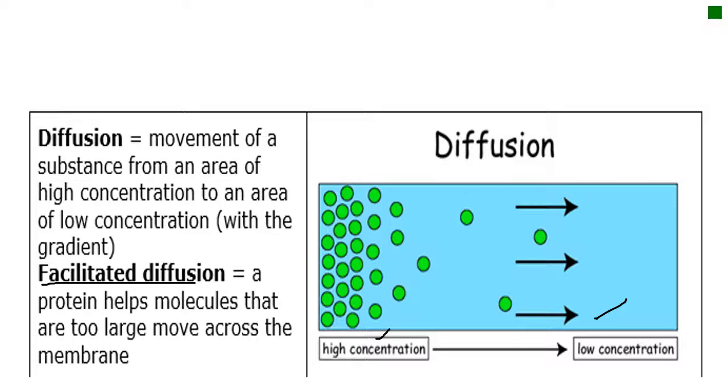With facilitated diffusion, if this happens across a membrane, which typically it does, sometimes you find these large protein molecules that are embedded within the membrane that open up as sort of a channel, and it helps molecules to move from an area of high concentration to low concentration, but they're just too big to get through that membrane, and so the protein just kind of helps open up a channel that's big enough for those molecules to move across the membrane.